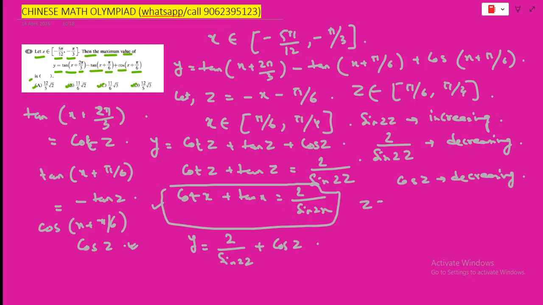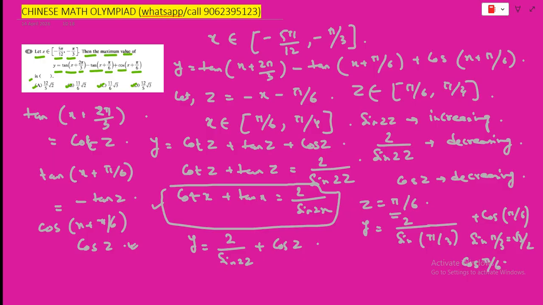So z equal to what? π/6. Now substitute y = 2/sin(π/3) + cos(π/6). So we know that sin(π/3) is what? Root 3 by 2. And cos(π/6) is what? Root 3 by 2. Right? Now we will do the calculation.